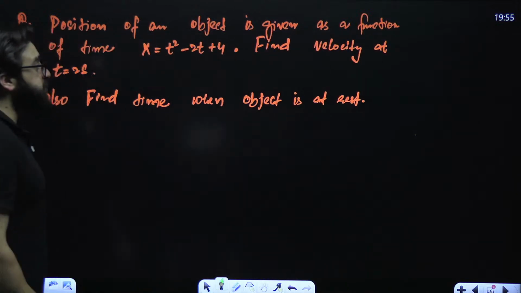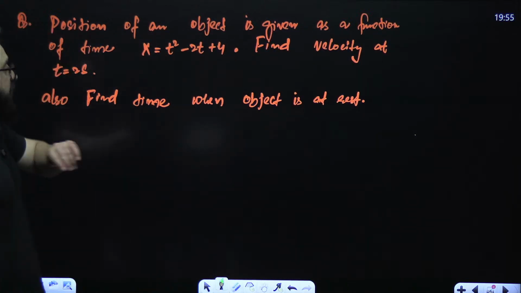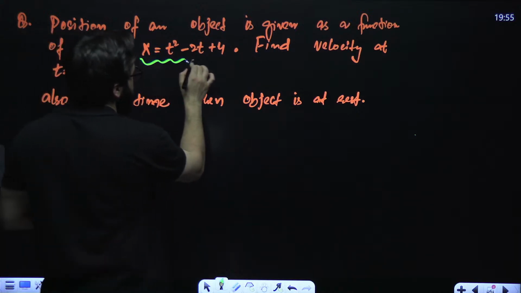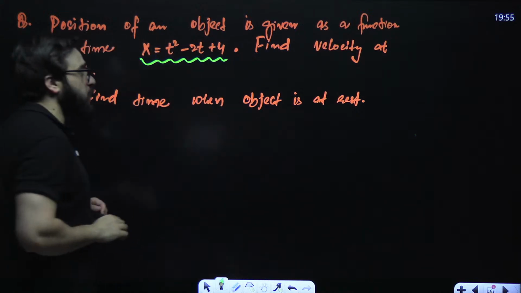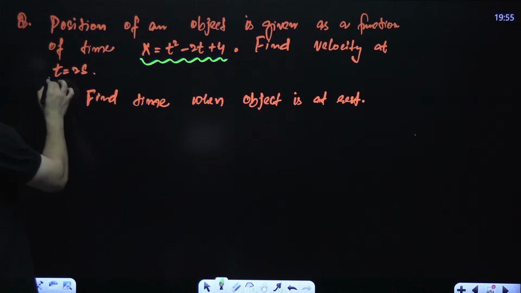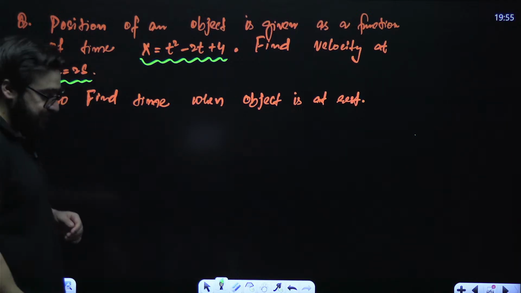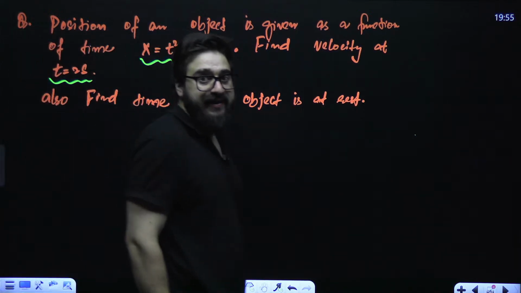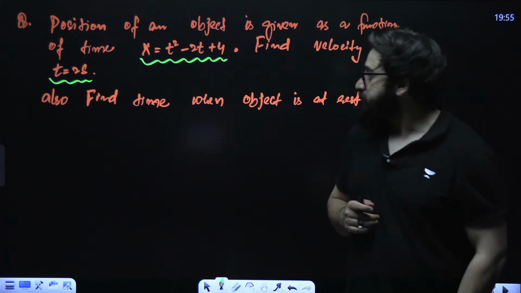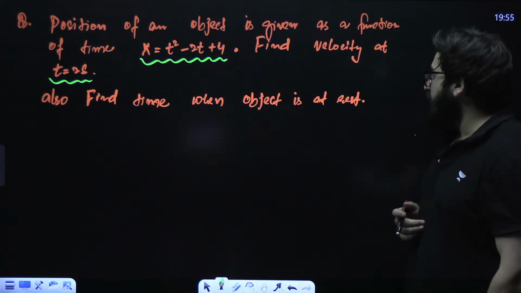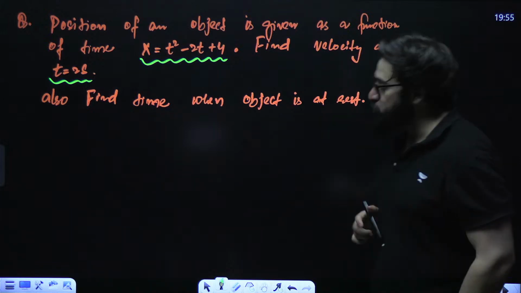Position of an object is given as a function of time. X is equal to t square minus 2t plus 4. Find the velocity at t is equal to 2 seconds. And find the time when object comes to rest.